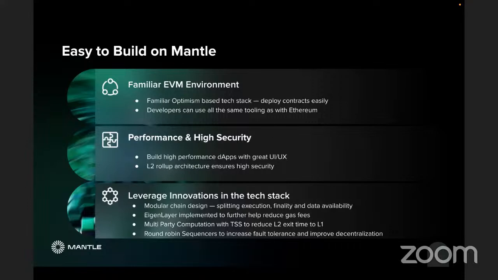Even in the start, I said that Mantle is a layer 2, but we've taken a modular approach for our blockchain design. For those who don't know, the modular approach is where execution, finality, and data availability are all split into parts, and you only get the parts that you need or want to read, rather than taking everything at the same go. And also we have EigenLayer implemented to further reduce the gas fees.